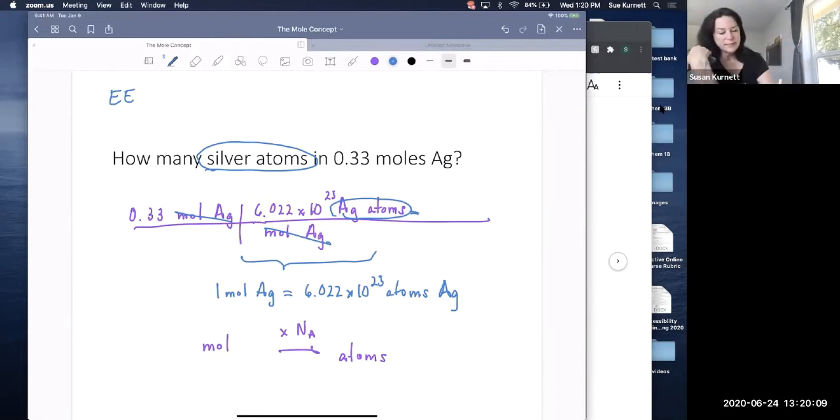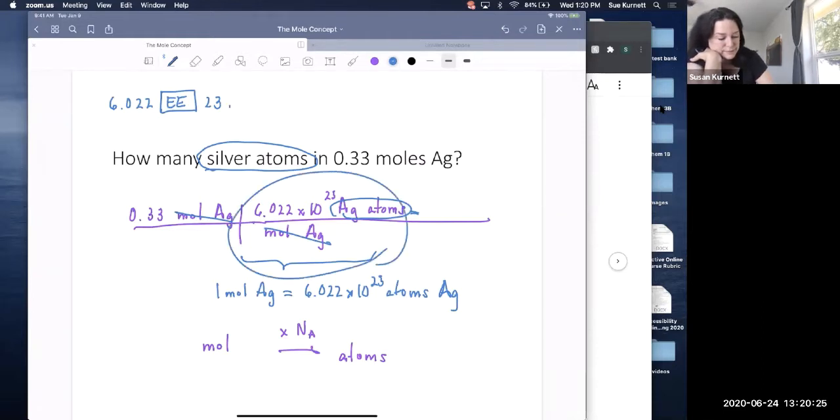Okay, so when I type this in, I'm typing in 6.022 EE, which means times 10 to the 23. And that's how I type in this relationship here. So 0.33 times that. And the answer I got, my goodness, that's busy there, is 1.98726 times 10 to the 23.